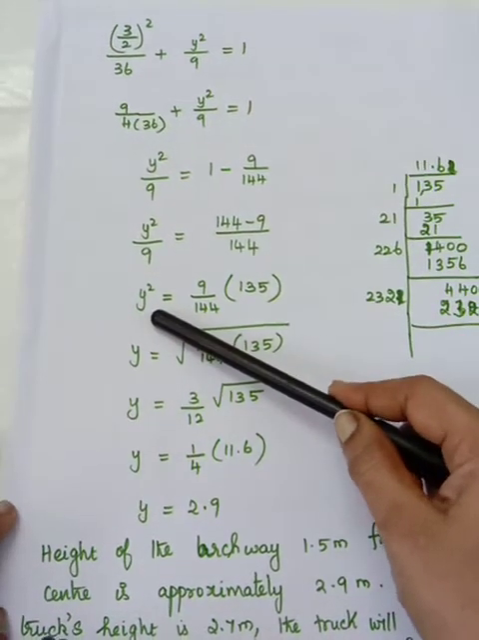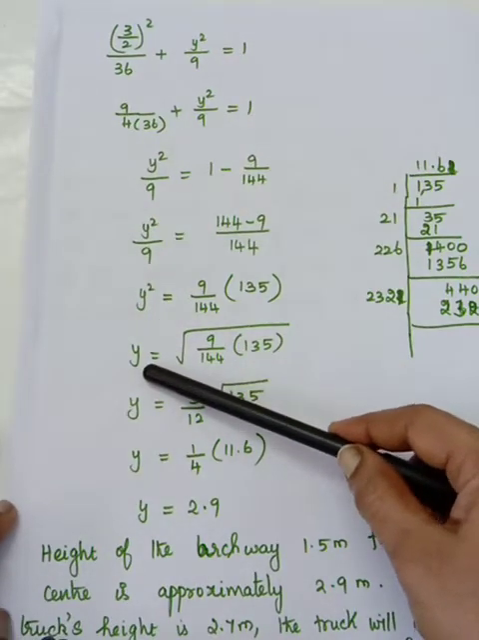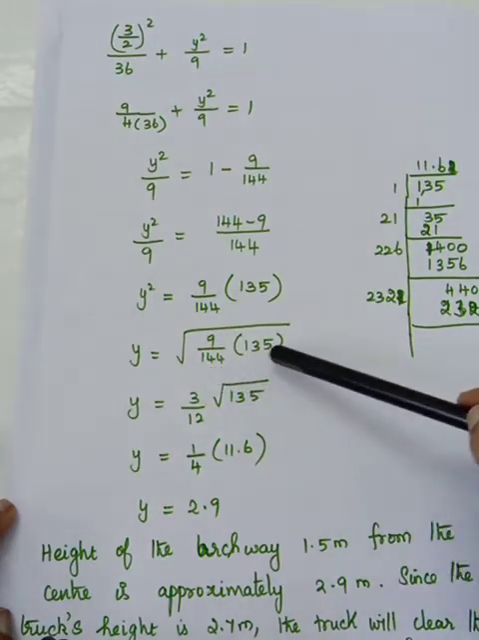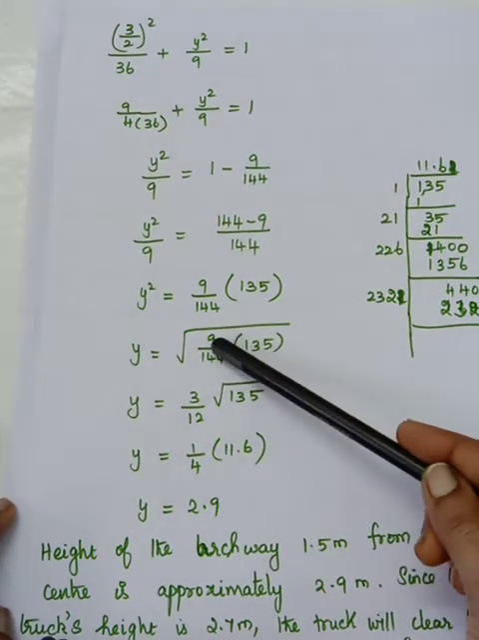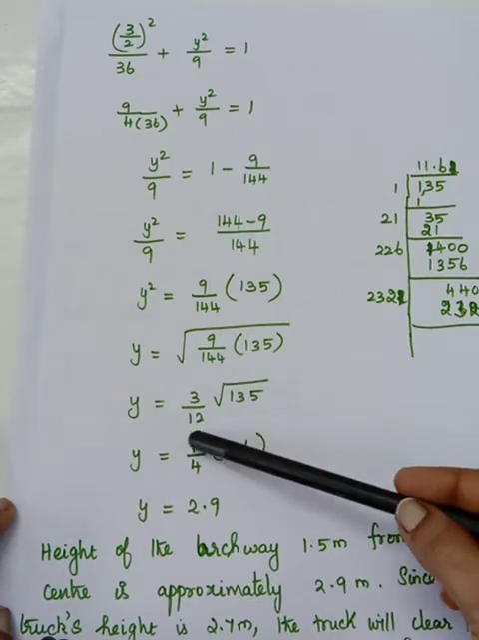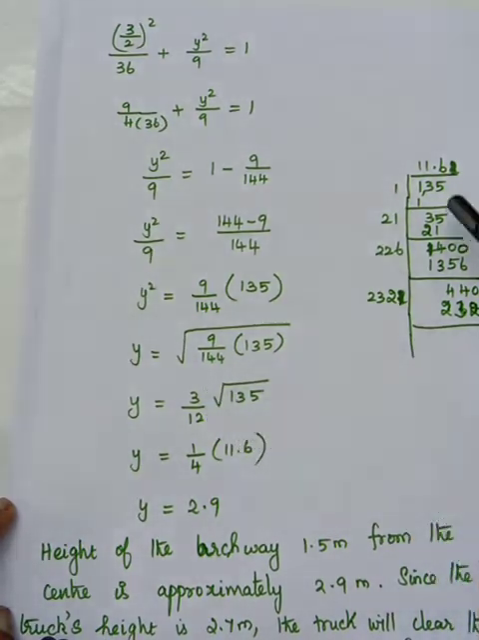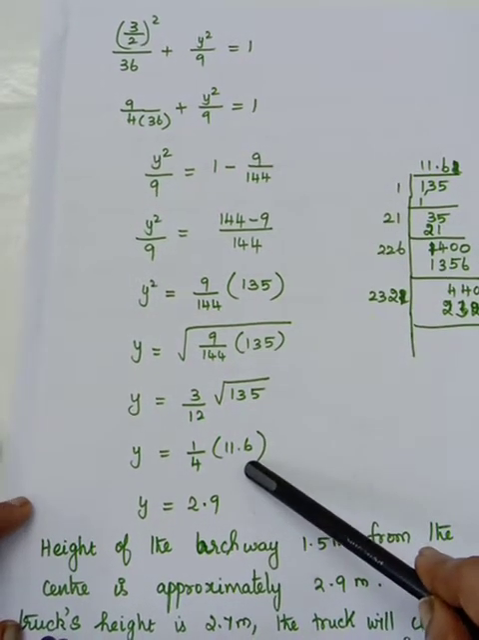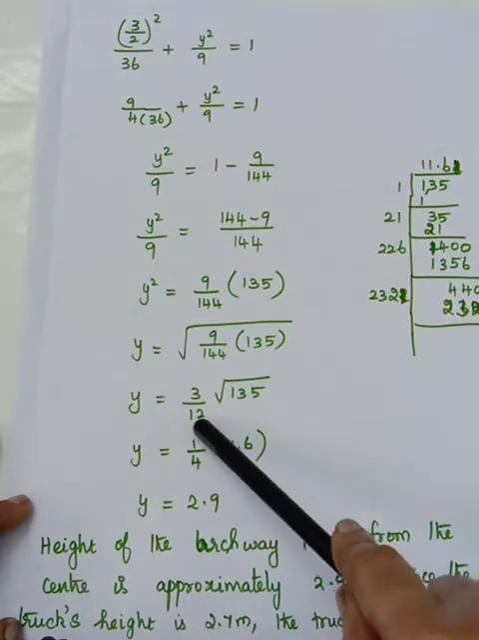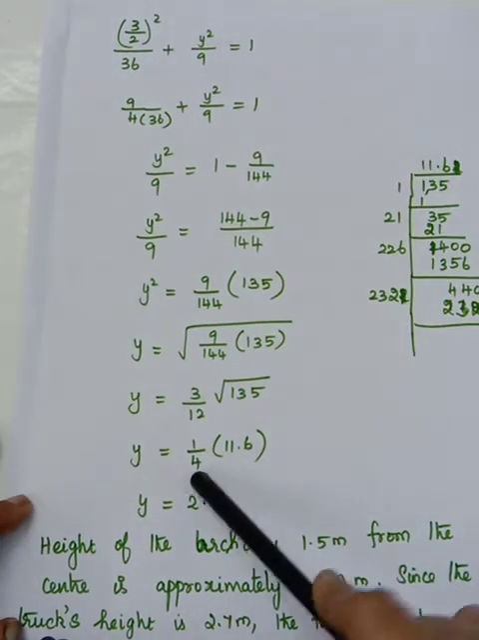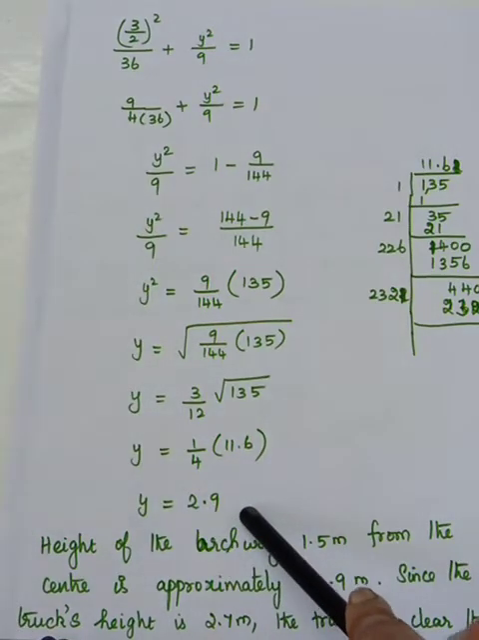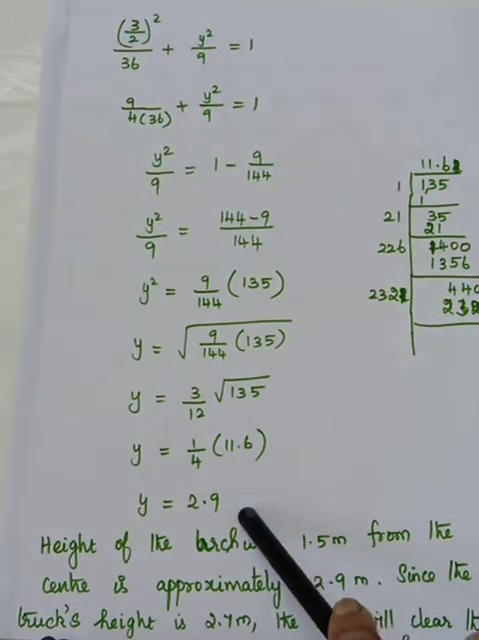So y squared is here, and we need y. So y you have to write as the square root of 9 by 144 into 135. So the square root of 9 is 3, the square root of 144 is 12, and the square root of 135 is approximately 11.6. Okay, so you have 3 and 12, if you divide, it is 1 by 4. So 11.6 divided by 4, you will get 2.9.